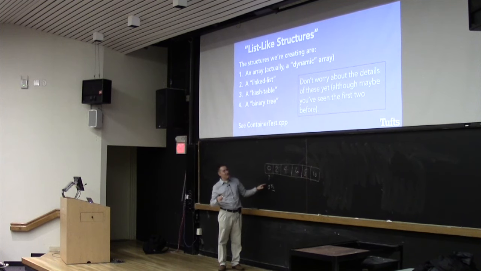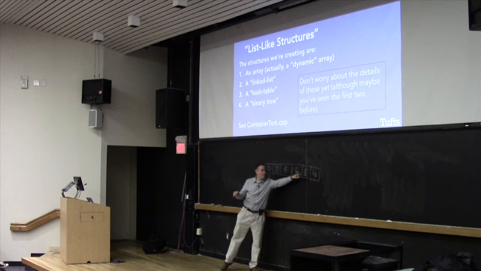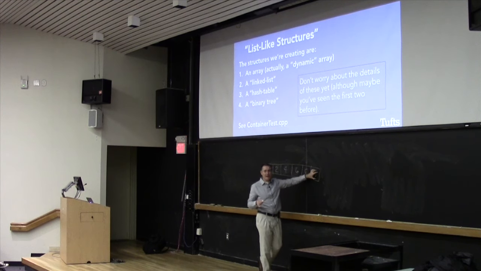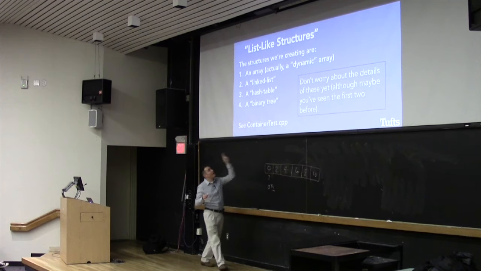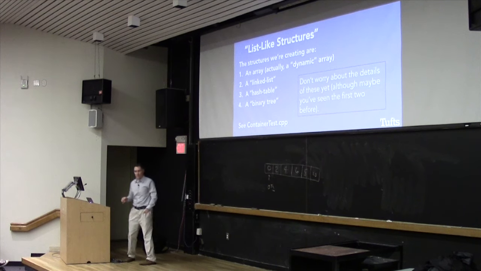We have the zeroth here. But if I want the fifth one, 0, 1, 2, 3, 4, 5, that happens to be this one, and I can grab that directly out of what we call an array. Okay, that's one of the structures.